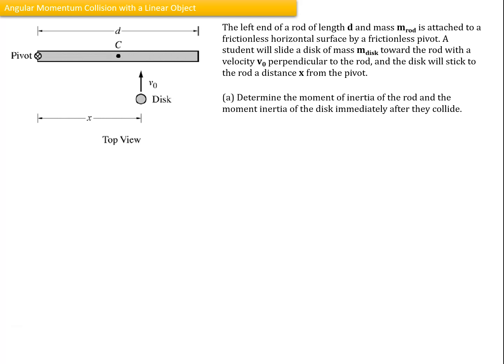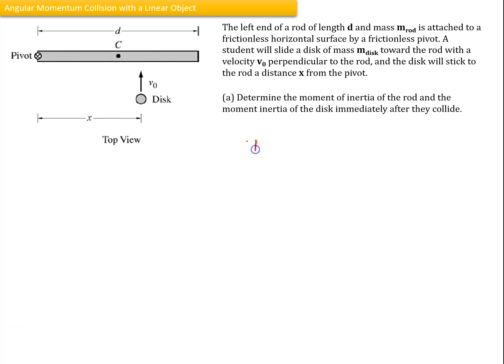Again, this is a question from an old test. The first thing it wants is to determine the moment of inertia of the rod and the moment of inertia of the disc. It's a disc hitting it, could be a ball, whatever you want to call it, immediately after they collide. We're going to assume that the disc is very small compared to the bar, so we can assume that it's basically a point mass again.